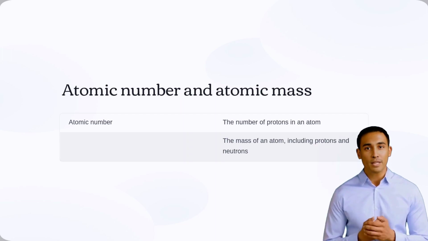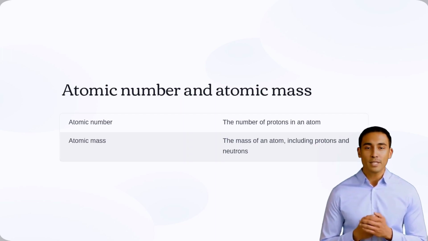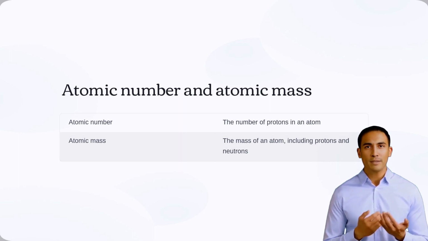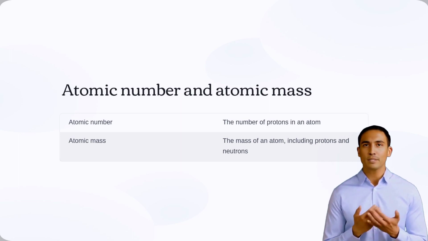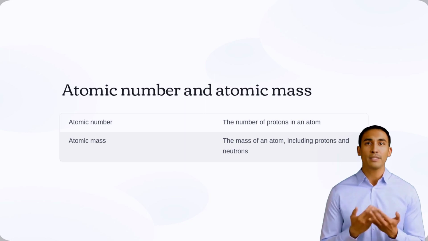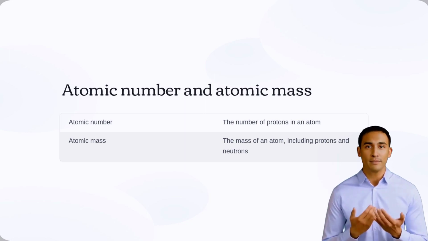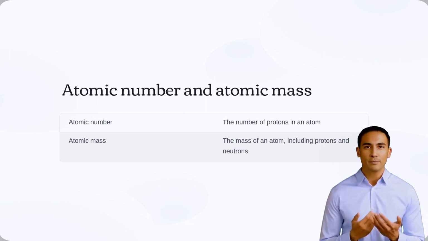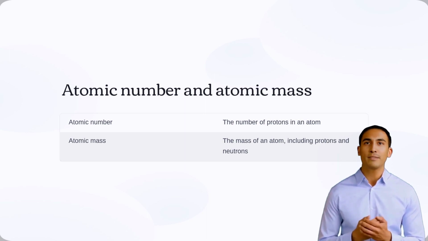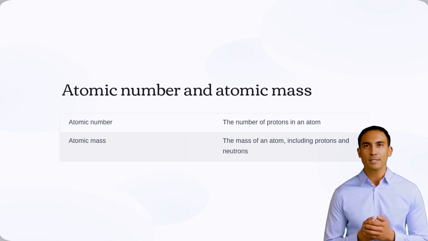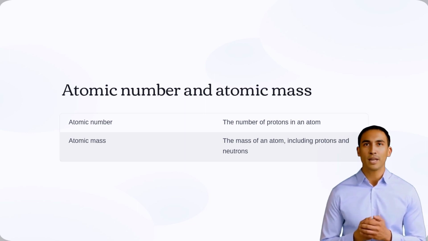At the heart of an atom are protons, neutrons, and electrons. Protons and neutrons make up the nucleus of an atom, and the electrons orbit the nucleus. The atomic number is the number of protons in an atom. This number is also the same as the number of electrons in a neutral atom. The atomic mass is the total mass of an atom, and is a combination of the masses of its protons and neutrons.